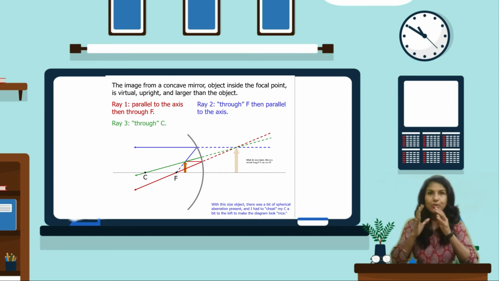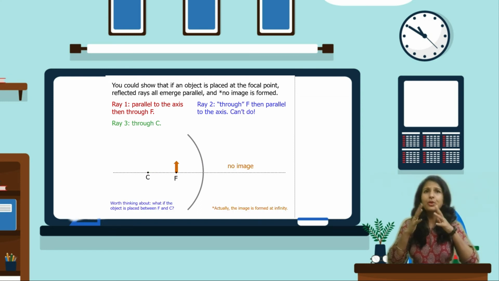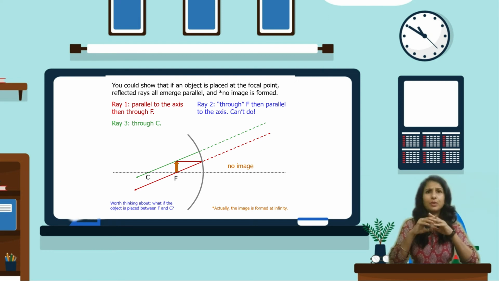Ray 3 through C. You could show that if an object is placed at the focal point, reflected rays emerge parallel and no image is formed. How come? Ray 1 parallel to the axis, then through F. Ray 2 through F, then parallel to the axis. Can't do? So today you all have gone through the concave mirror.